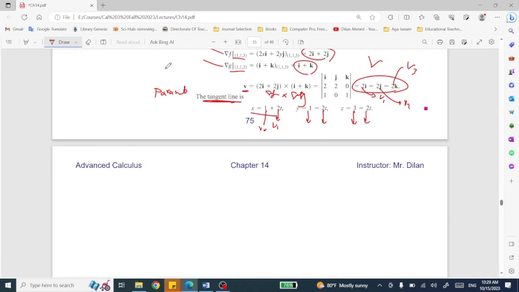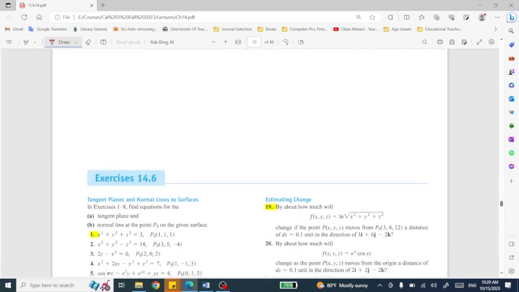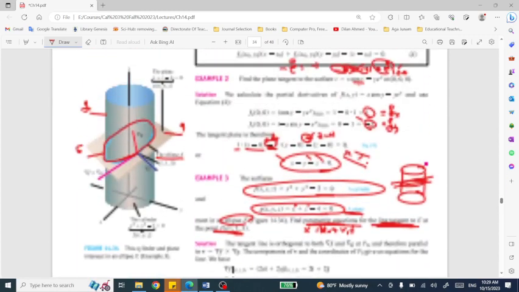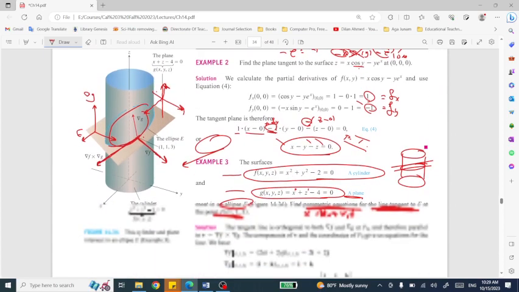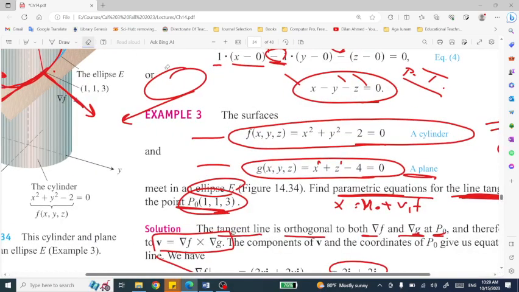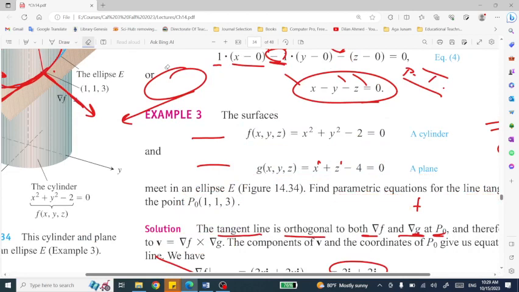Did you get it or not, dears? Half. Maybe half. Anyway, please review it at home 2 times, then come back to me if you didn't get it. We have a plane, we have a bottle, a cylinder, cut it, they meet. When they say meet, it means intersect.